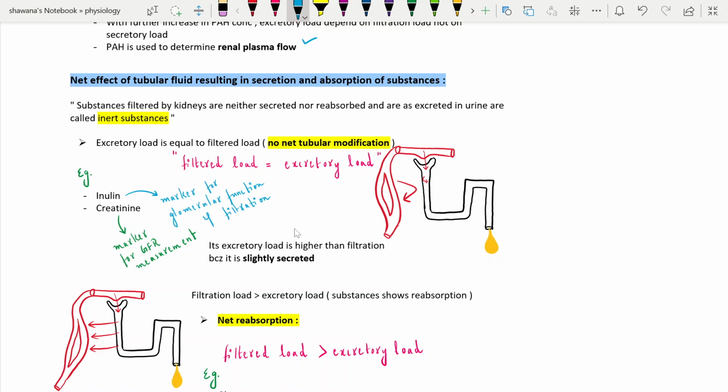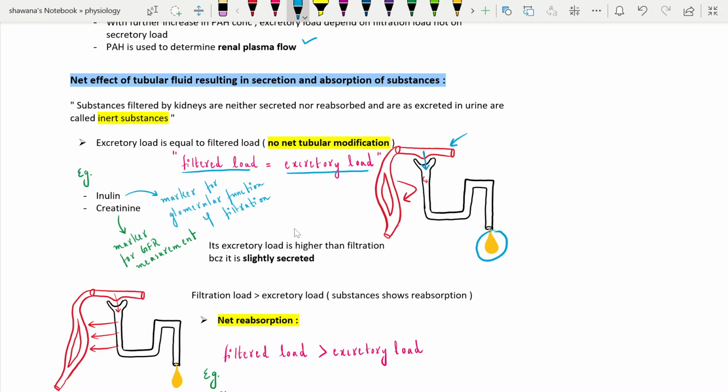It means that when that particular substance, and we are going to discuss examples as well, has crossed the filtration barrier, it is neither going to be reabsorbed nor actively secreted. So the amount that has been filtered becomes equal to the amount that is present in the urine. As there is no tubular modification, we can write that the filtered load of that particular substance is equal to the excretory load, because there is no tubular involvement or modification.